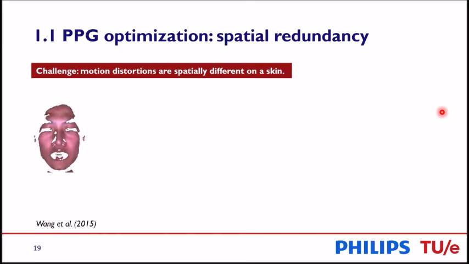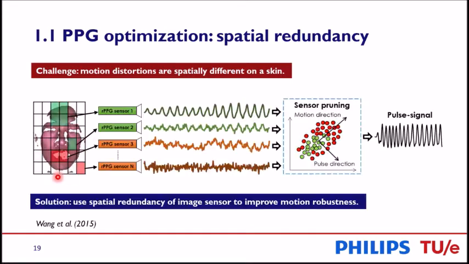So after talking about the PPG extraction, I will talk about the PPG optimization. The first optimization strategy is using the spatial redundancy. As compared to the contact PPG sensors, the benefit of the camera is that it is an array of pixels. It's a sensor array. If we consider each block or each pixel patch as an independent PPG sensor, we can actually do multiple extractions.